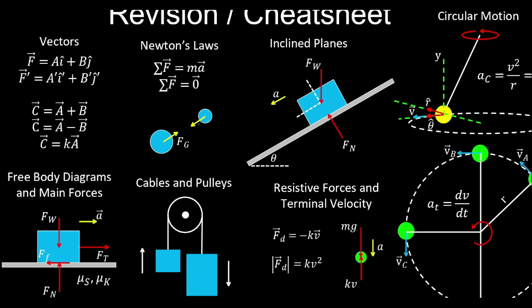And know how to apply Newton's third law by identifying action and reaction pairs. So for example, the gravitational force exerted by the smaller object on a larger object is equal and opposite to the gravitational force exerted by the larger object on the smaller object. So the forces have the same magnitude, but the smaller object will have a higher acceleration.